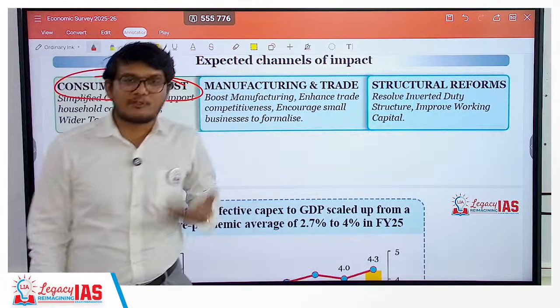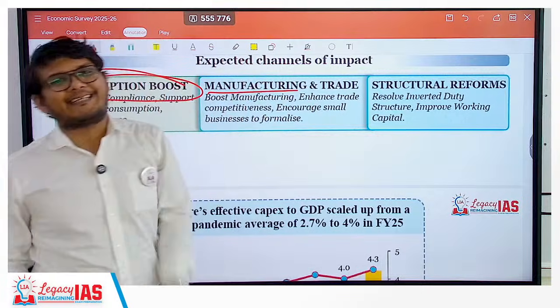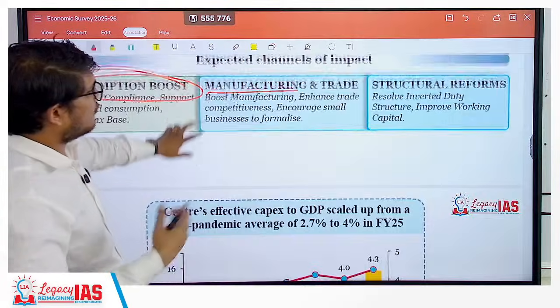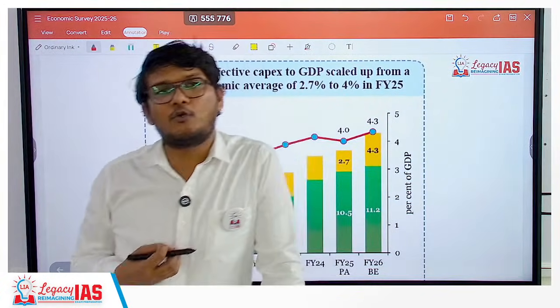When more consumption is there, that means demand is high, so it will boost the production and the manufacturing sector also, which will lead to more employment. More employment basically would mean again more money in the hands of the people, and subsequently it will lead to more demand.